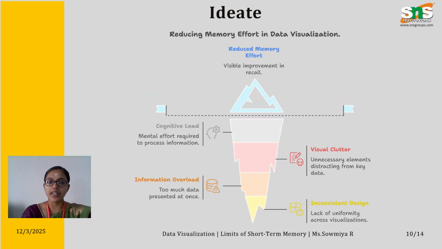The next phase is the ideate phase. In the ideation stage, we brainstorm solutions to reduce the memory load. We think about ideas like grouping related information, using progressive disclosure, showing the details only when needed, using consistent colors for familiar categories, replacing text with icons where appropriate, and highlighting only the most important trend. Ideation helps us generate multiple ways to make the visuals easier to remember.